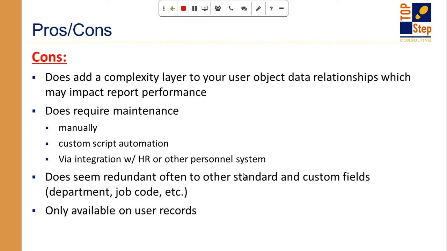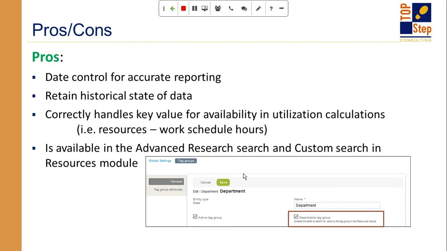Now the pros are you have date control. That's probably the most important reason that people would want to use entity tags is the date control. So if something isn't updated in a timely manner, you have control of the dates, so therefore all of the reporting can still stay whole. And it does retain the historical state of the data in the system.